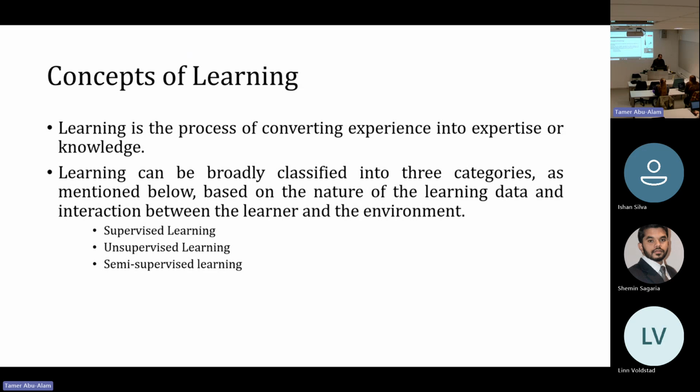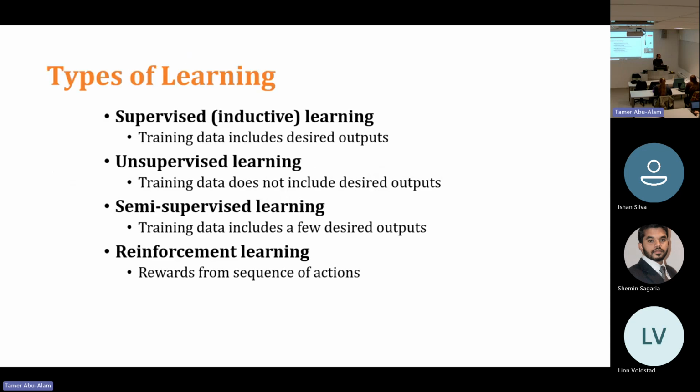Okay, here there is something missing. Broadly they classified machine learning into 3 categories: supervised, unsupervised, and semi-supervised. But there is one missing here, which is reinforcement. So reinforcement is the 4th one. I don't know why it's not here, maybe I deleted it yesterday. Now it's here.